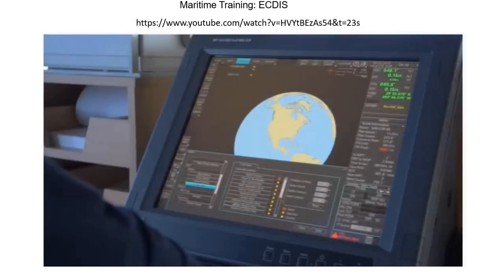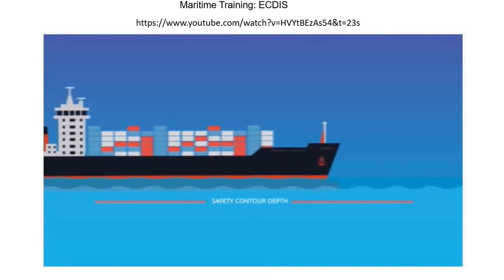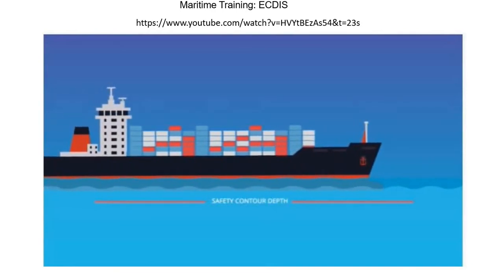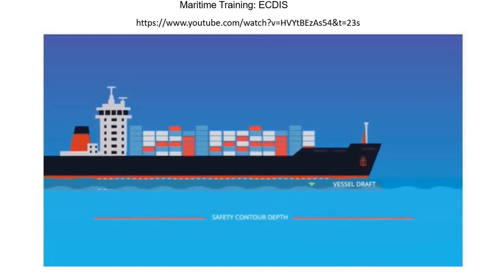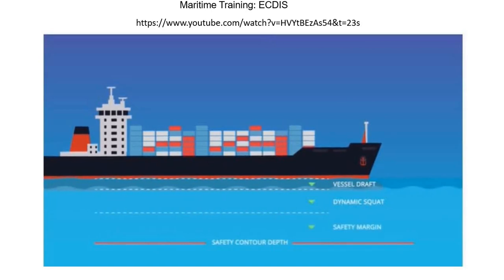Additionally, watchkeepers should verify the safety contour and spot depth settings on the ECDIS. The broadest depth setting is the safety contour depth, which provides a visible boundary between safe and unsafe water. The safety contour depth is set by the navigator to reflect the vessel's safety draft, which is commonly calculated as the vessel draft plus dynamic squat plus the safety margin.